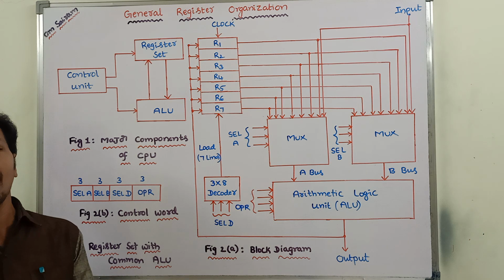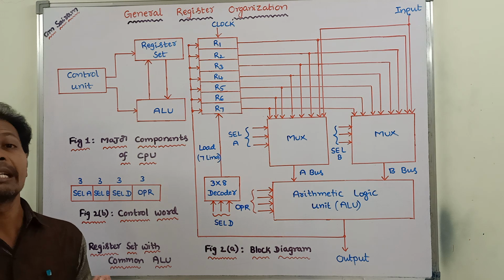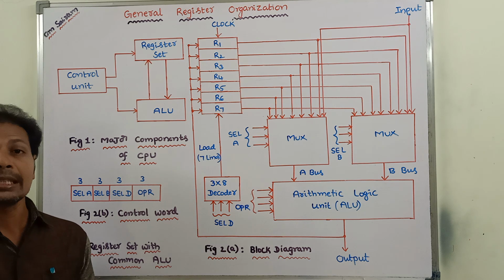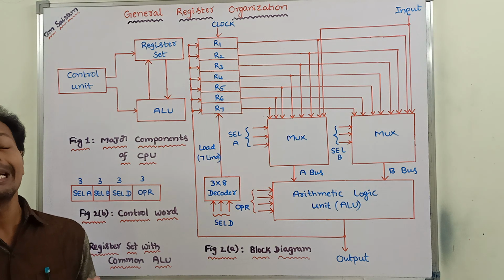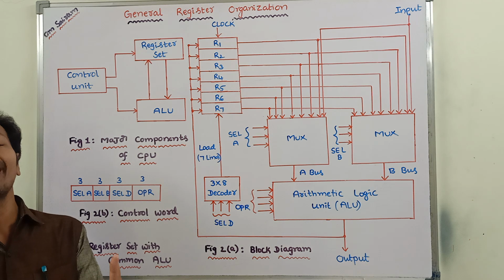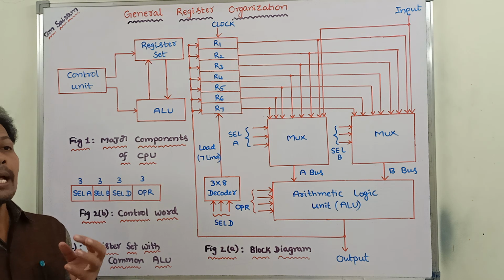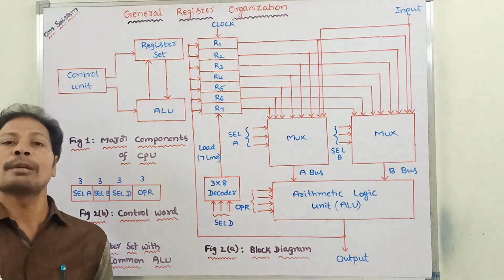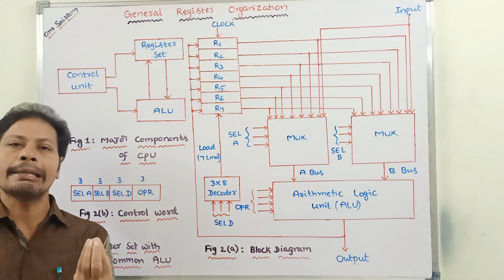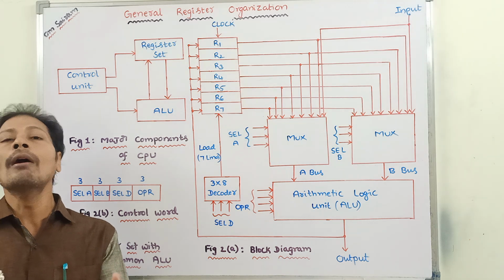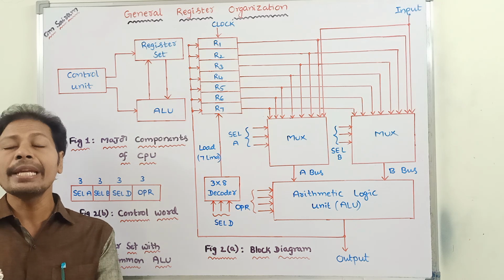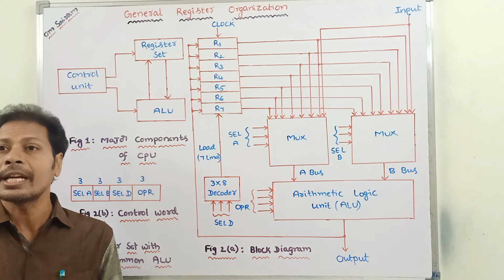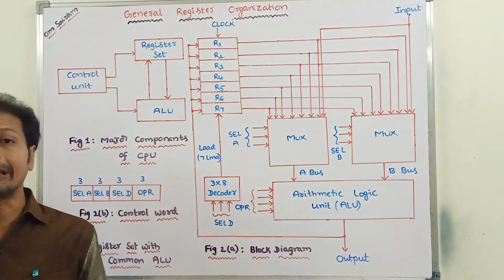We already know that there are two types of accessing. First one is memory accessing, second one is register accessing. Memory accessing is nothing but the time taken to access a particular data from the memory. It is a very time consuming operation. Whereas register accessing is nothing but accessing the data that is stored in the registers. So register accessing is more convenient and most efficient to transfer the data.